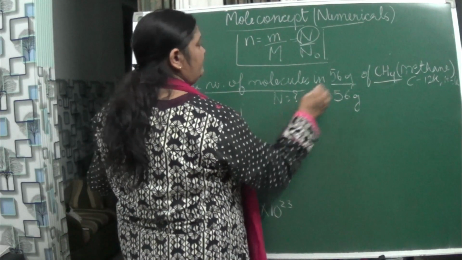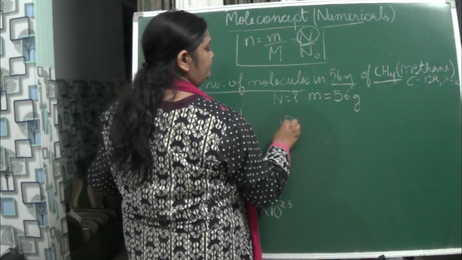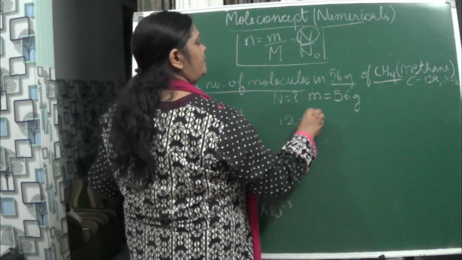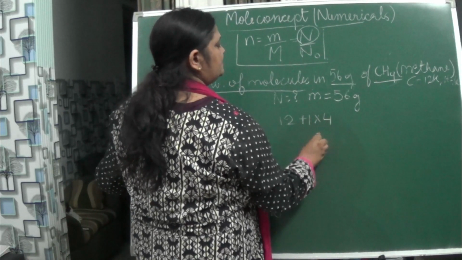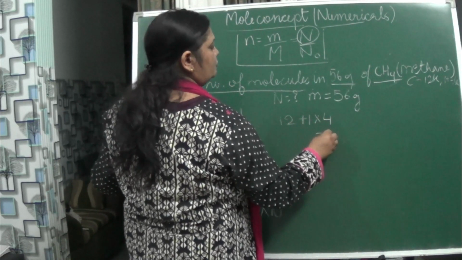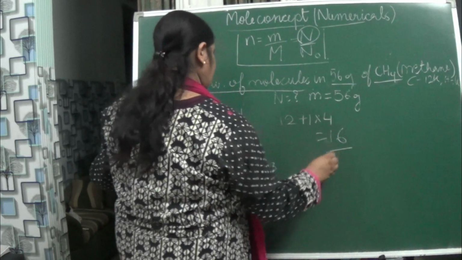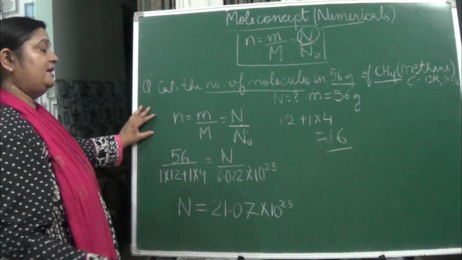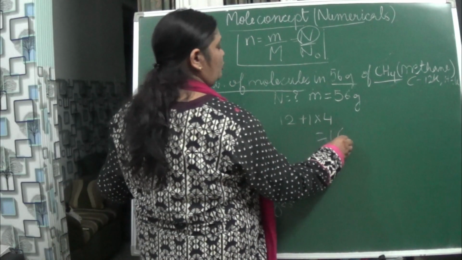Here, of that it will be what? C only 1. So 12 plus how many it will be? This 1 into 4. How much is it coming? 12 plus 4, it is coming how much? 16.